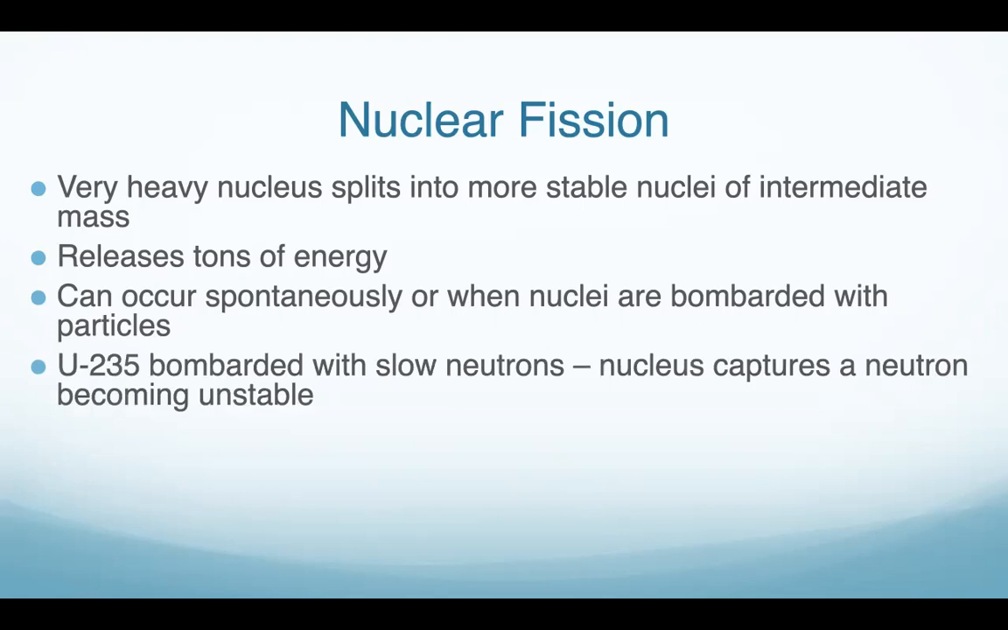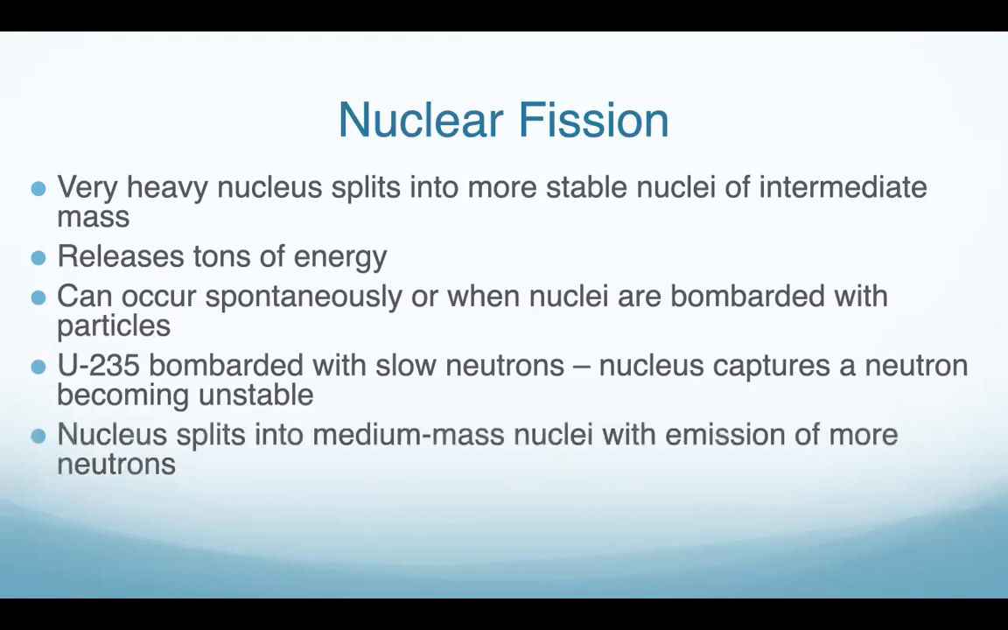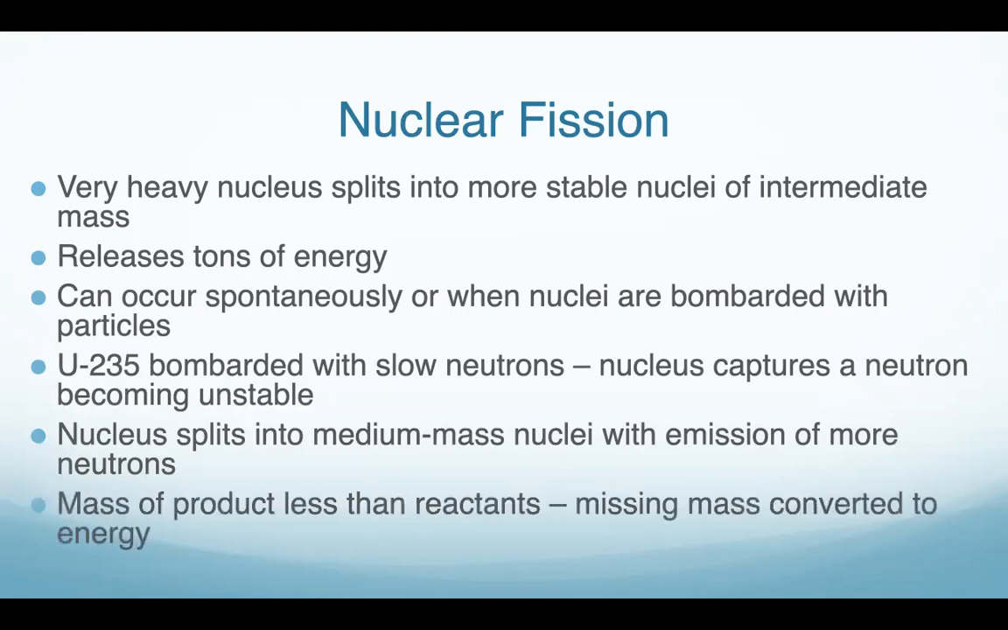Uranium-235 is bombarded with slow neutrons. The nucleus then captures a neutron and becomes unstable. The nucleus splits into medium mass nuclei with the emission of more neutrons. And the mass of the product is less than the reactants because the missing mass is converted to energy.